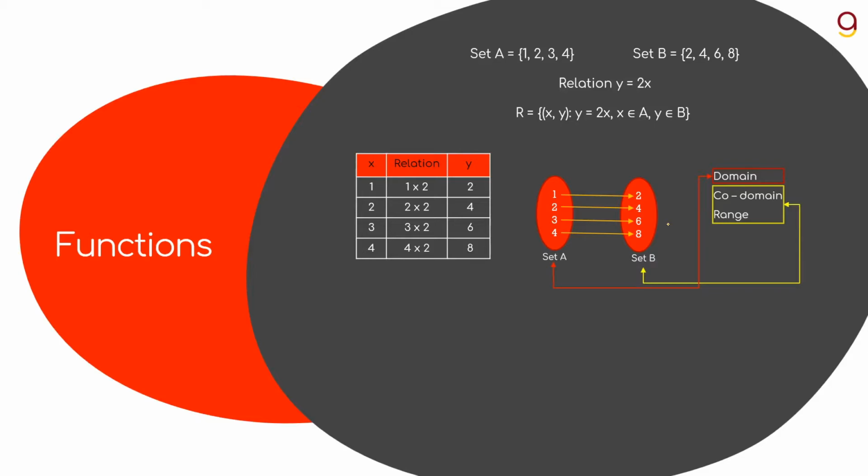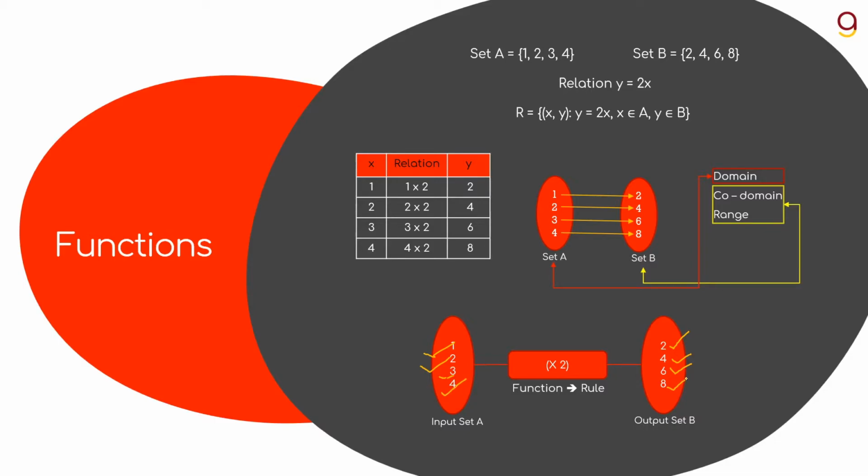We can visualize a function as a rule which takes an input, performs an operation on it and gives an output. Suppose we are giving 1 as an input. This gives us 2 as an output. If we are giving 2 as an input, this gives us 4 as an output. If we are providing 3 as an input, we are getting 6 as an output. And for 4 as an input, we are getting 8 as an output.